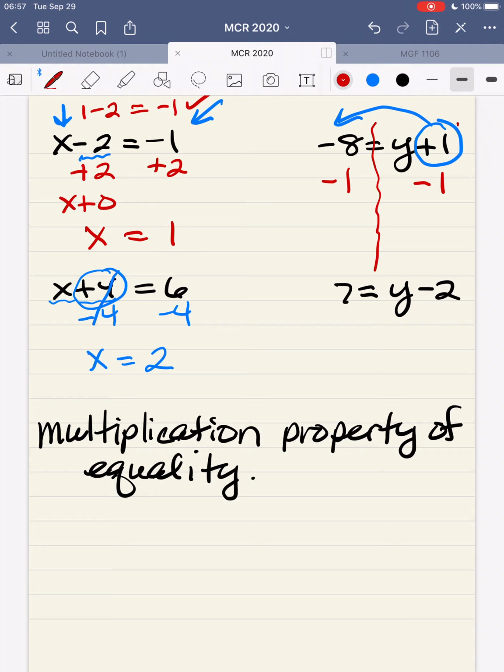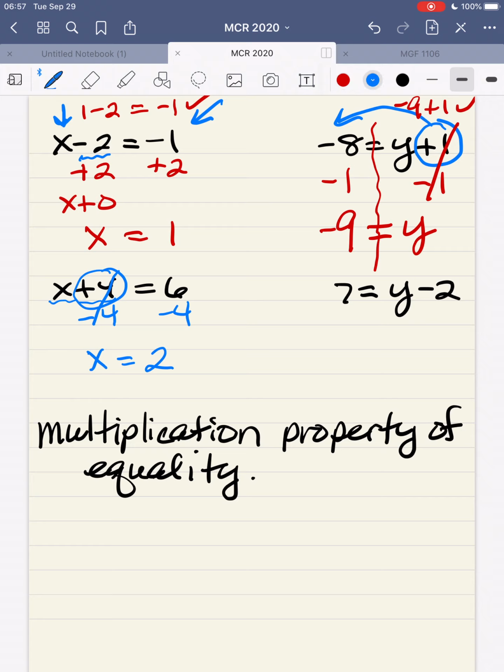Plus 1 minus 1 gives me 0, or cancels out. And on this side I'm left with only y. So y is equal to negative 8 and negative 1, same signs. We've got to add and keep the sign, so it's negative 9. We can check this. Is negative 9 plus 1 negative 8? If that's true, we are good to go.